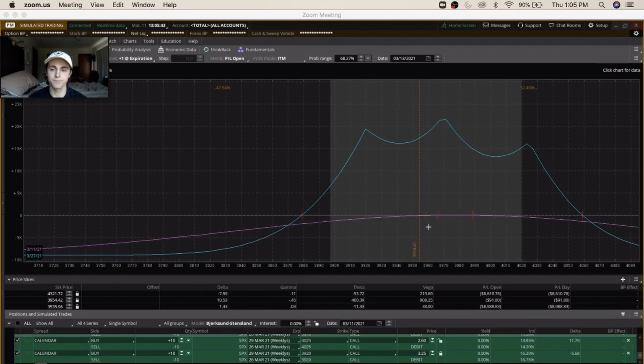So, recapping quick. When you're doing more than one calendar, if you're doing just a single calendar, you should be directional in how you're putting them on.